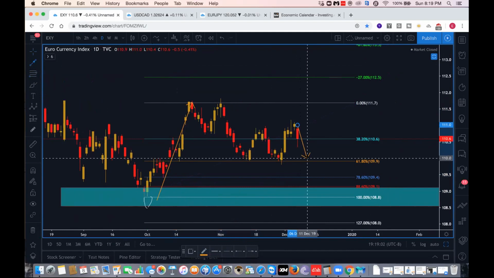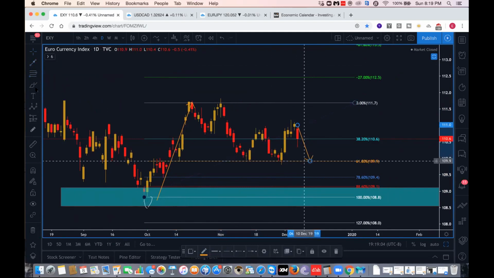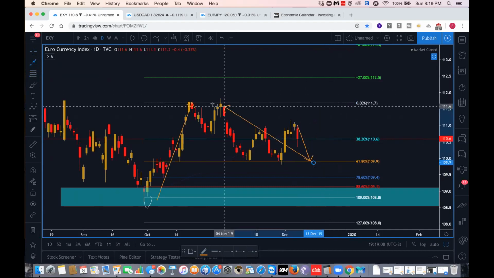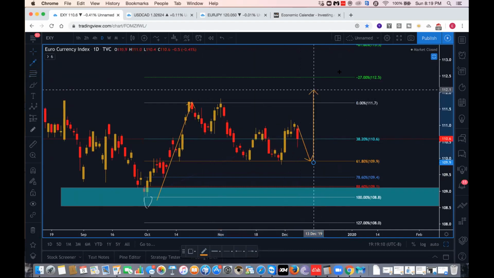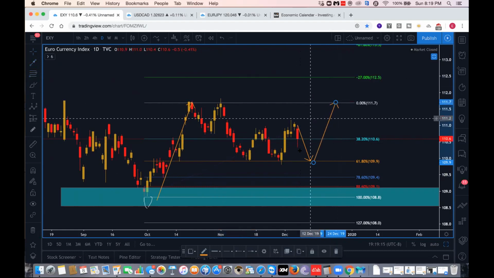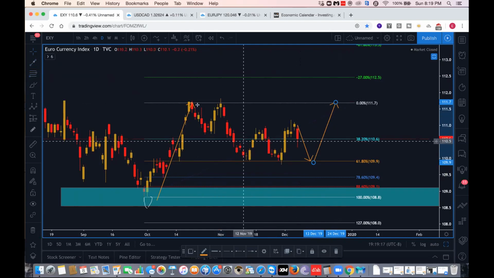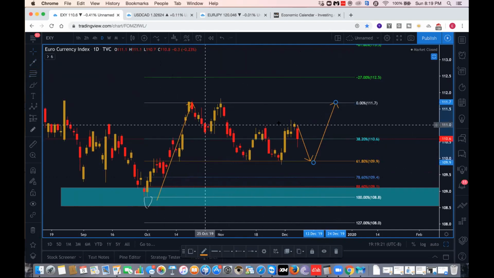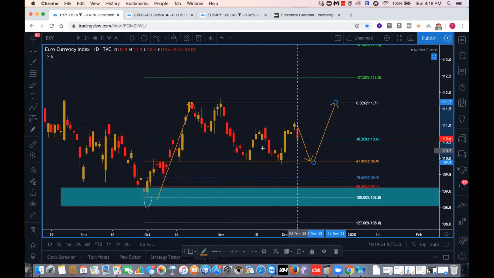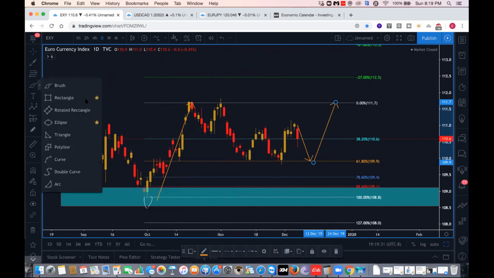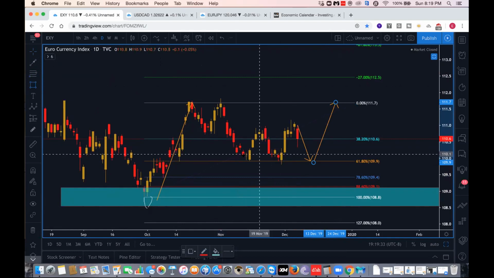So pull back down, possibly make a triple bottom, and then pull back higher, possibly back up towards these highs. If not, break those highs and pull up towards the negative 27. But overall, that's pretty simple on the Euro currency index. So I would like for price to push down, possibly make a triple bottom, and as long as these lows don't close on a small time frame, like a 4 hour, then we're going to look to take this higher.